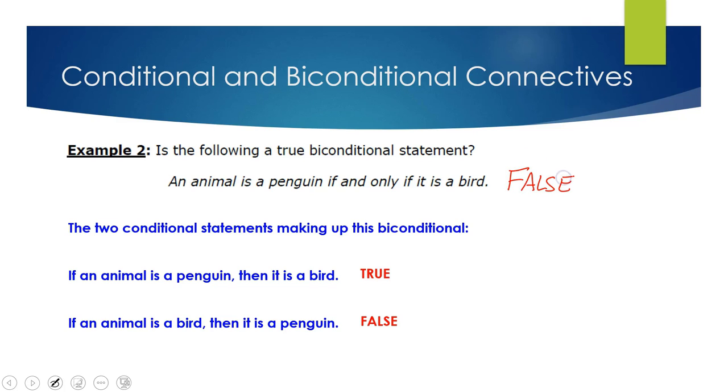The only way for this to have been a true statement is if both of these were true at the same time, and they're not. One's false. A lot of students overlook that because they just see if and only if, and if it's in the right order, they automatically assume, well, if an animal's a penguin, then it is a bird, so yeah, it works. Well, no, you have to remember it's assuming both of these conditional statements, and sometimes students overlook that.